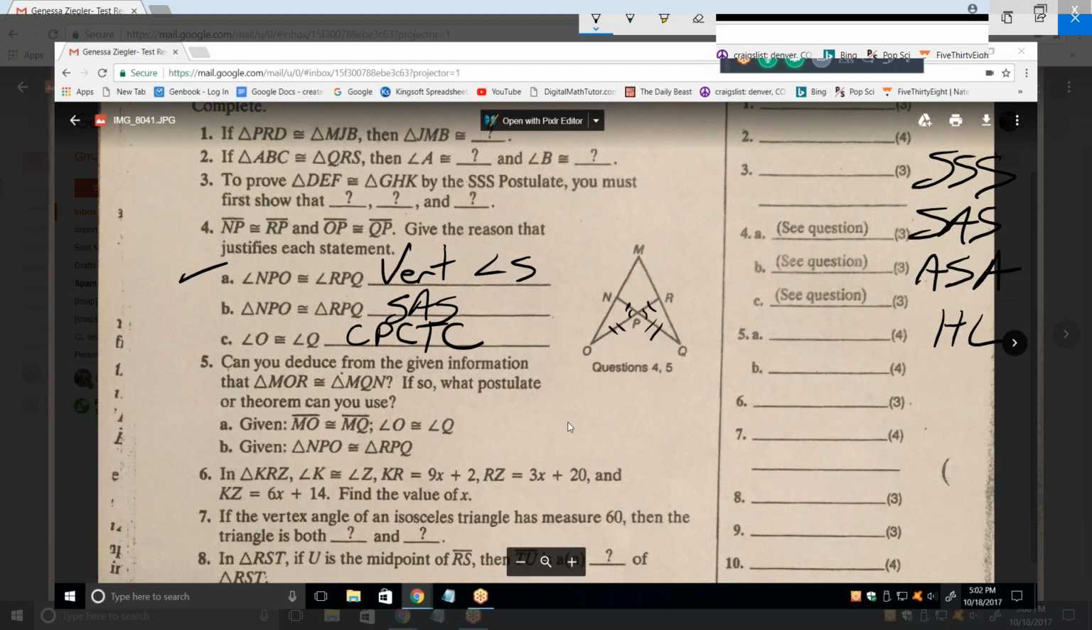All right, number 5, which also pertains to this triangle. Can you deduce from the given information that triangle MOR is congruent to MQN? In other words, MOR, is that congruent to MQN?